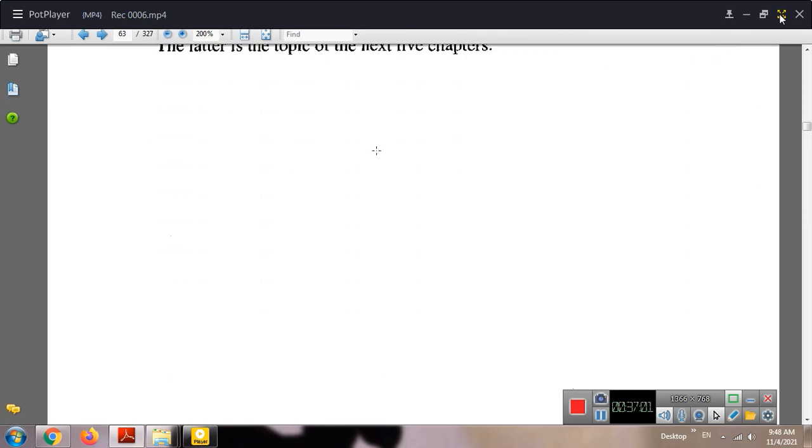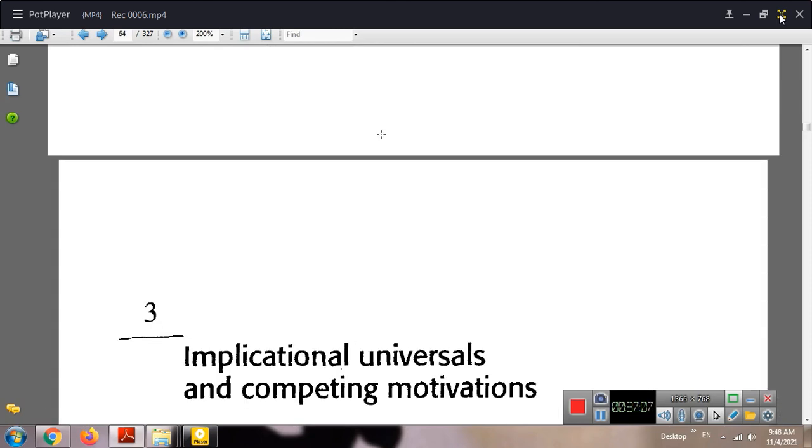Okay, dear student, chapter 3 is very important, and the core matters of typology will be discussed in this chapter: implicational universals and competing motivation, which are very important. They are of vital importance. I think for this session it is enough until this, the first part of chapter 3.